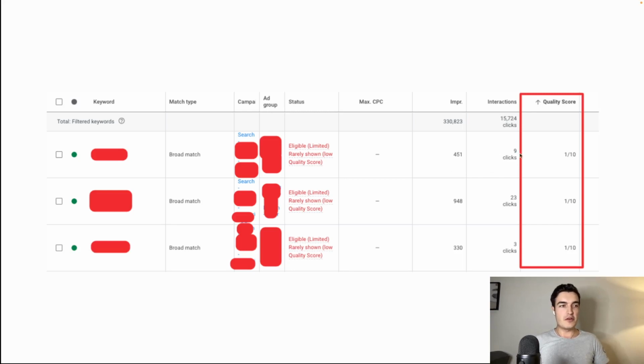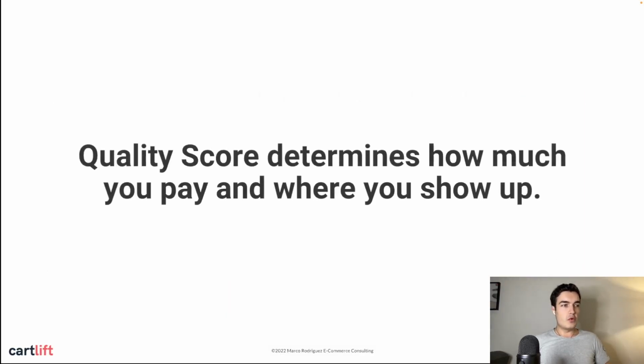And you see here, in 9 clicks, 23 clicks, and it says eligible, limited, rarely shown due to low quality score. So there you already see one effect of a low quality score: not being shown really often on the search engine results page. You want to have a quality score that is as high as possible. So the quality score determines how much you pay and where you show up. If you have a very high quality score, you will pay less than if you have a low quality score. And the differences can be huge.